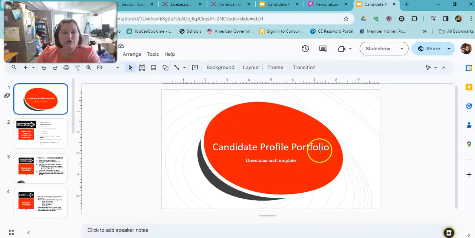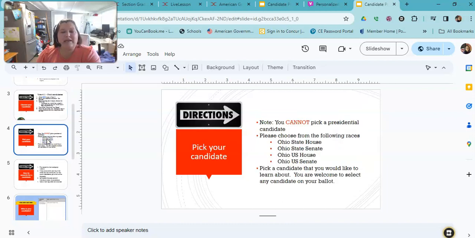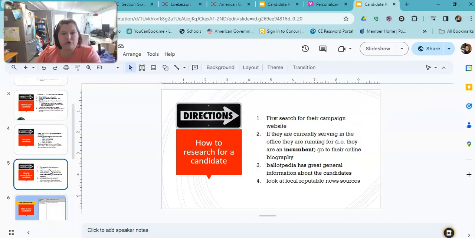Okay, so I'm going to go back to our candidate profile here. So now you've picked a candidate, and now you are going to search their campaign website. Remember, if they're currently already serving in the office that they're running for, that means they're an incumbent and you often will be able to find out a lot more information about them. It's also really important to find good information. If you go to their campaign website, that information, at least about their personal stuff, is going to be pretty accurate.